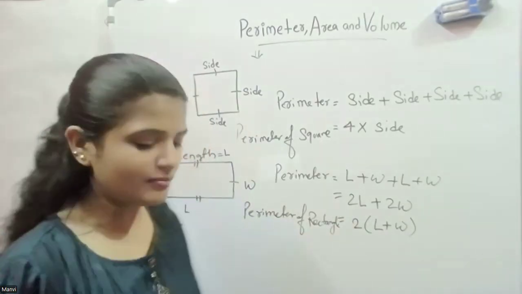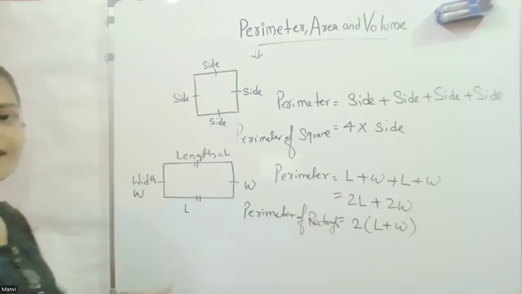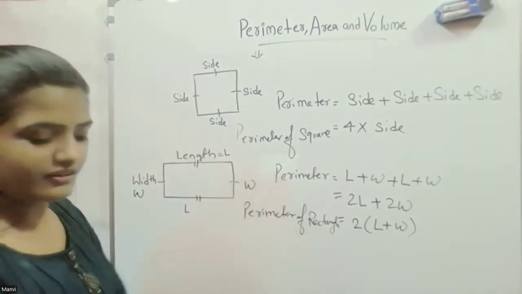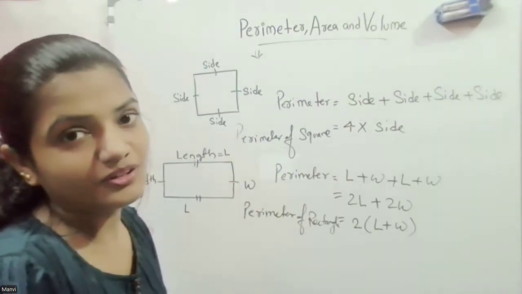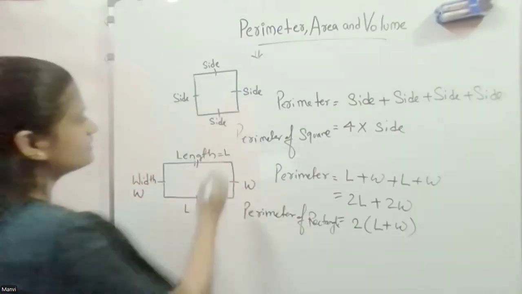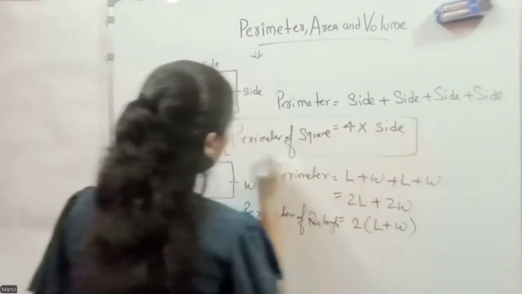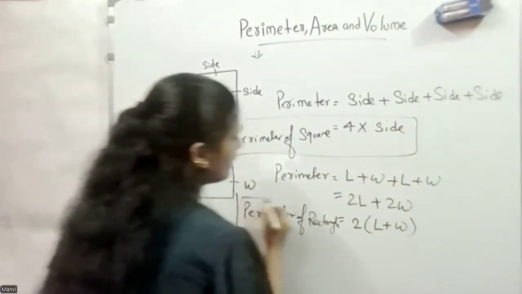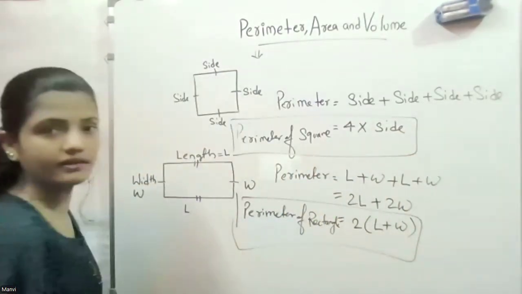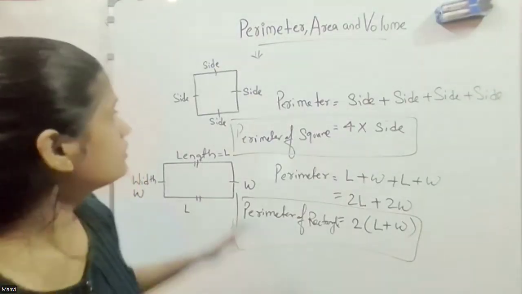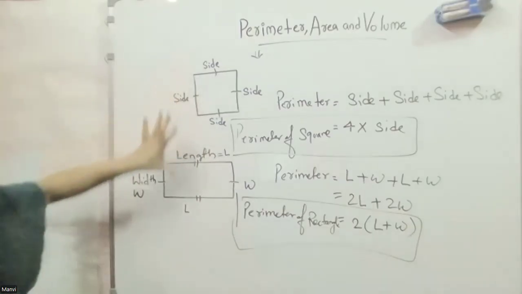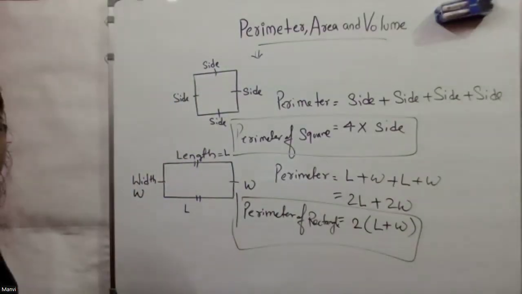So we didn't memorize the formula. We created it ourselves. And that's much easier than remembering. If you create the formula by yourself, then you can easily remember where it came from and why we are writing it this way. So this is the perimeter of a square and that is the perimeter of a rectangle.